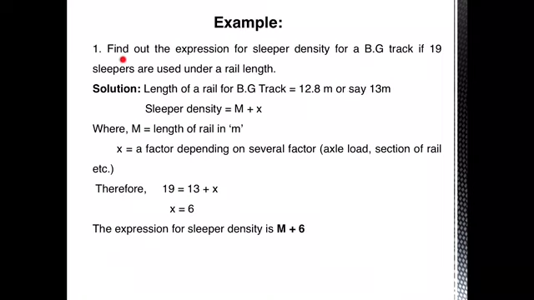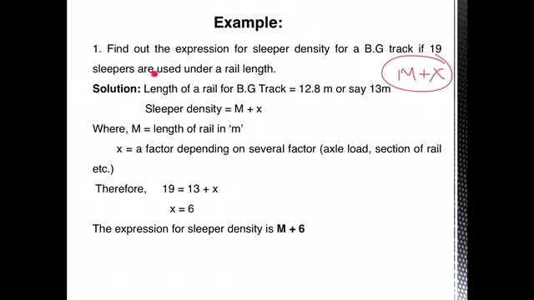They have asked us to find out the expression for the sleeper density. The general expression is m plus x. So we have to determine this: find the expression for sleeper density on a broad gauge track if 19 sleepers are used under the rail length. For the broad gauge track, what is the length of the rail? We'll say about 13 meters, and the sleeper density is expressed as m plus x, where m is the rail length and x is a factor that depends on it. That is what we have to find out.